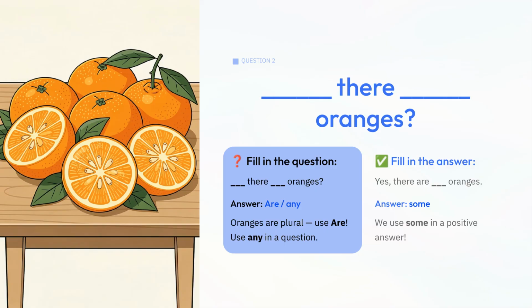Question 2. Are there any oranges? Oranges are plural, so we say, are there any oranges? Now the answer. Yes, there are some oranges. We use some in a positive answer.